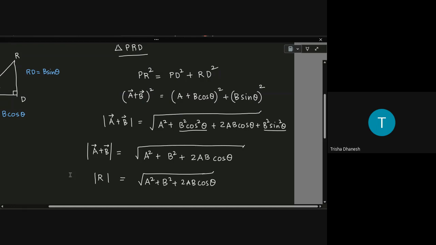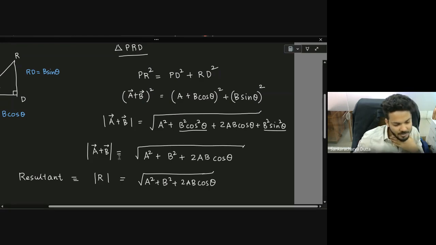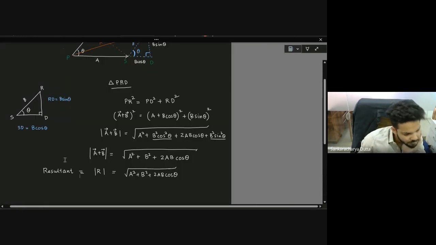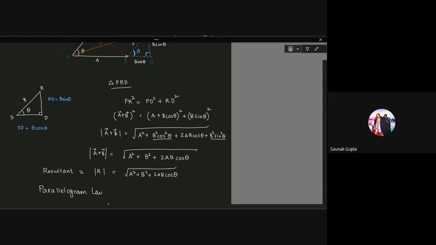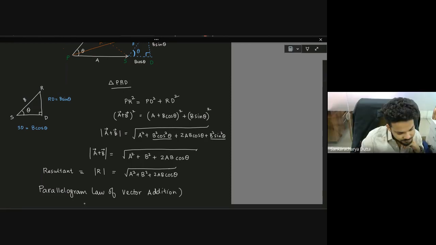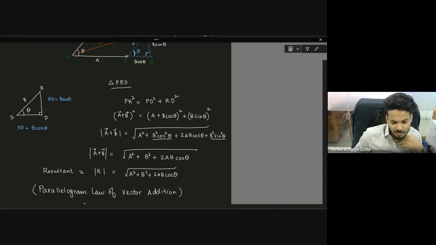R is resultant. I told you, A plus B is also known as resultant. So you'll occasionally see capital R also used to represent A plus B. Can you once say the name of the law that you told before for parallelogram? Parallelogram law of vector addition. All good? What else, guys? Any more doubts? Please feel free to ask.